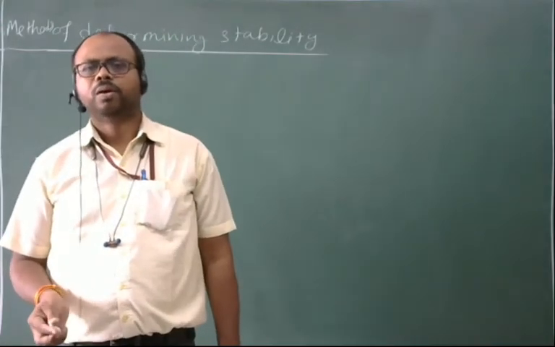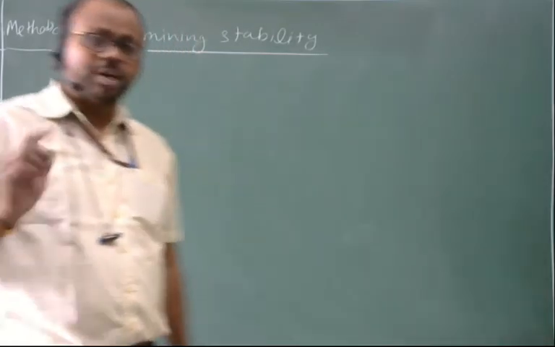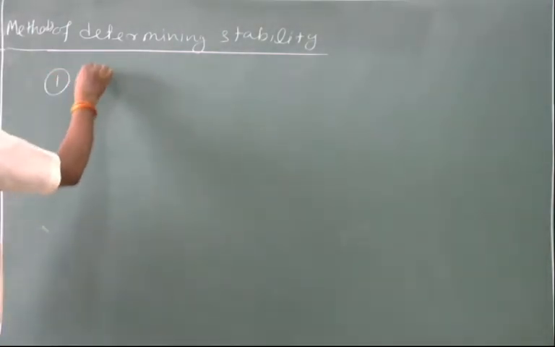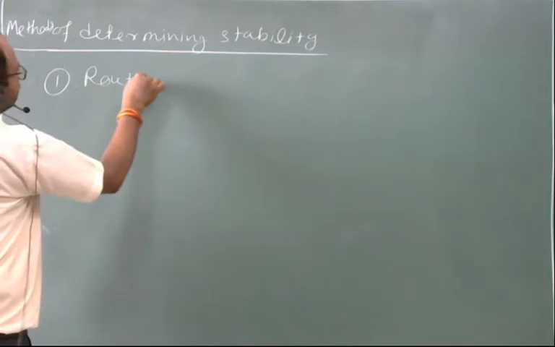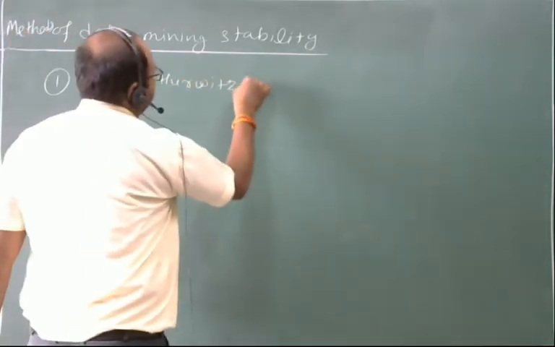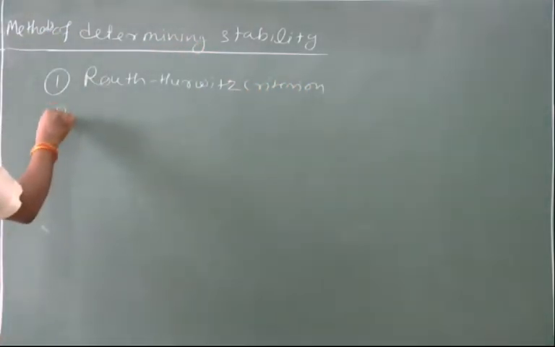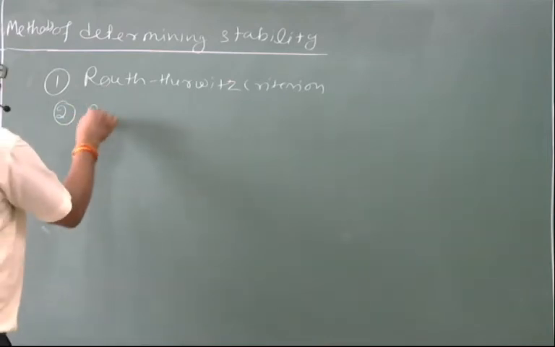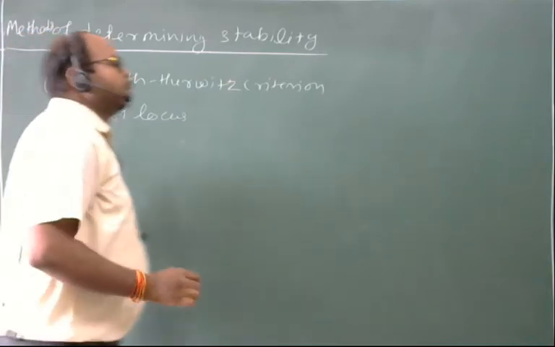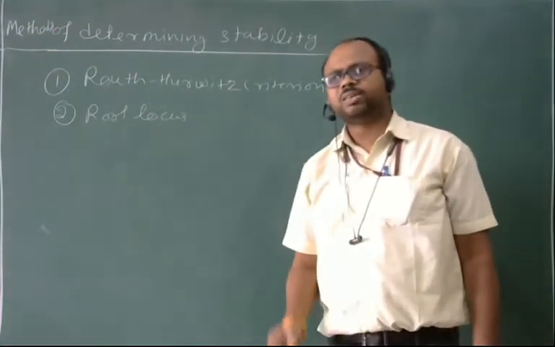So, what are the methods of determining stability? The methods of determining stability here we will discuss. First one, Routh-Hurwitz criteria, and second one we will discuss root locus.